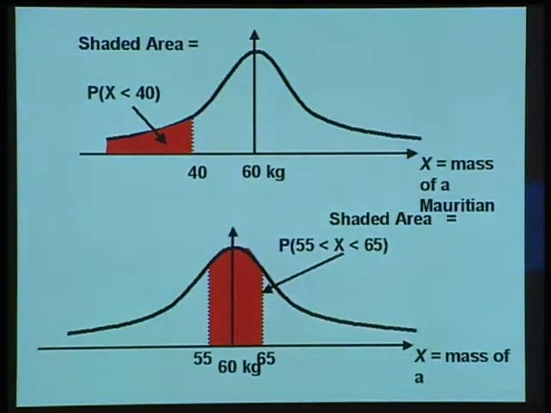If we want to find the probability that the mass of a chosen Mauritian is greater than 85 kilogram, then again we start by locating 85 kilogram on the horizontal axis, drawing the vertical line joining 85 to the normal curve, and then the area to the right would represent the probability.